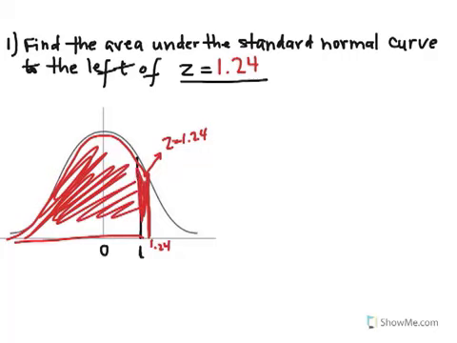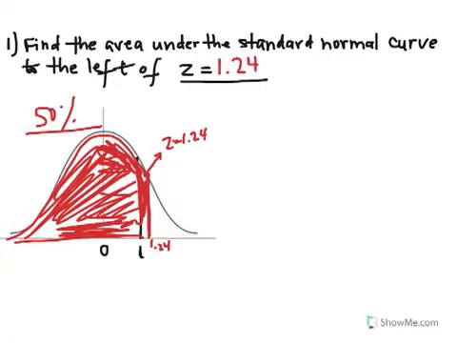So we need to find the area that is under z = 1.24. Okay, so how do we find that? We already know that this is 50%, right? So it's going to be more than 50 here. And also, since one standard deviation above the mean is 34%, then we know that this is going to be greater than 84%. But what is exactly the area?